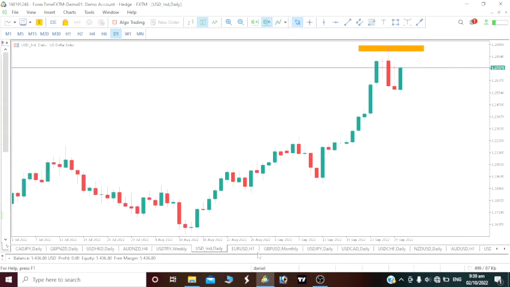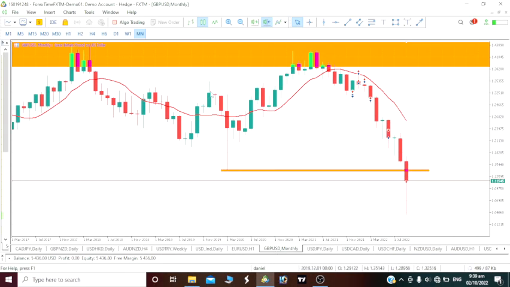So guys, what we have here is GBP USD. We would want to see where the price will be moving for the next day, which is on the 3rd of October, 2022. So actually to predict this move, guys, we would go from the higher time frame.